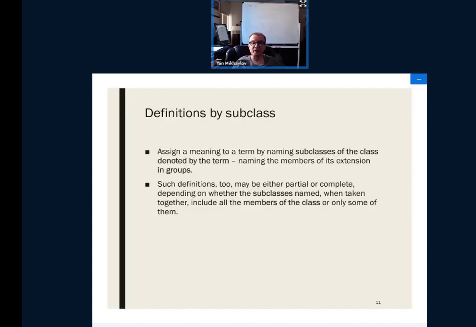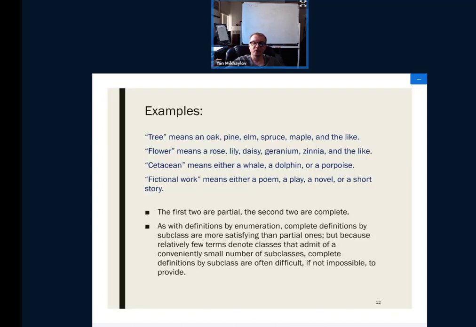Definition by subclass. In many cases, you cannot name the individual members, or it makes no sense. In that case, you are naming subclasses. What does that mean? Let's look at them so that you could understand a little bit better. Tree means an oak, pine, elm, spruce, maple, and the like.